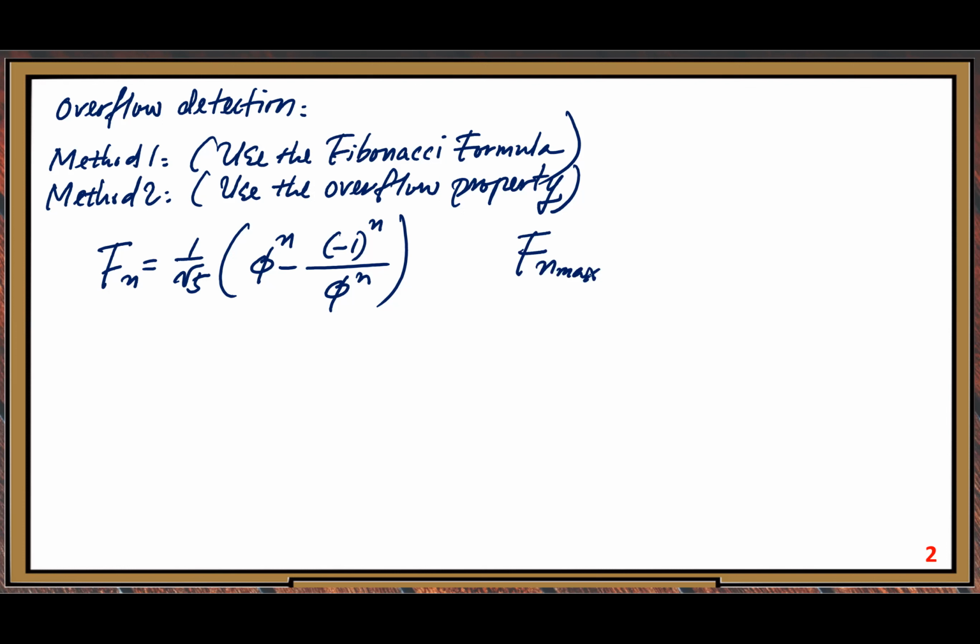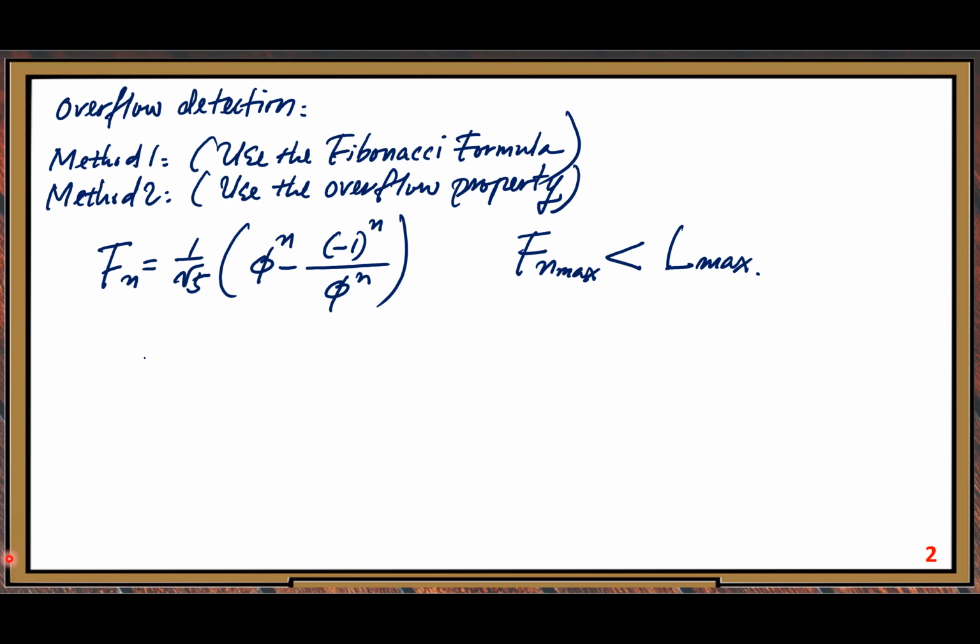Just the good Fibonacci number right before the overflow limit. Okay. So we require it to be less than capital L max. Now we do some math computation.